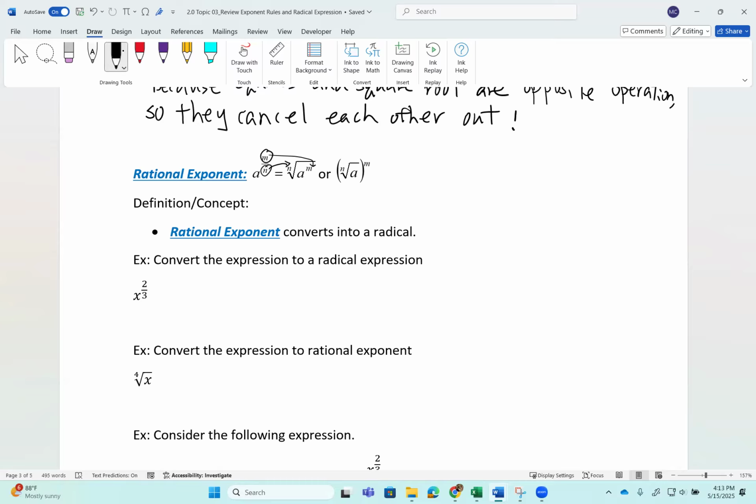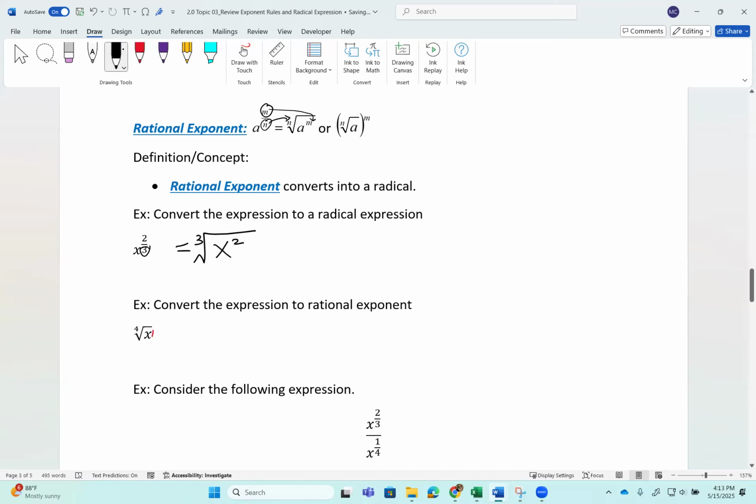So for this example, x to the 2/3 power, right? Denominator is a root. So right away, I have a cube root. The numerator tells me my base x is raised to that second power. There you go. Vice versa, this x is to the first power, right? The denominator of the fraction exponent is the root, which is fourth root. The numerator is what the base is raised to inside the parenthesis, inside the radical. So fourth root of x is actually x to the 1/4 power.